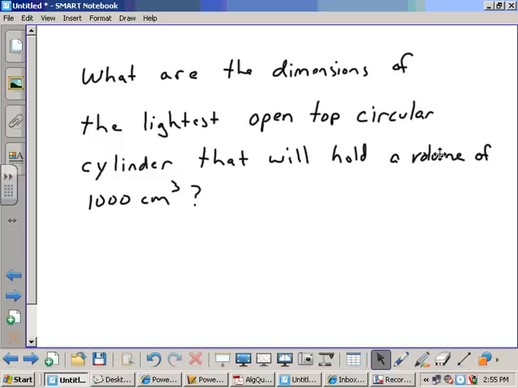In our first optimization problem, we want to find the dimensions of the lightest open top circular cylinder that will hold a volume of 1,000 cubic centimeters. So begin by writing the secondary equation, which will be a volume equation. And volume will be pi r squared h. And we're told that the volume is 1,000 cubic centimeters.